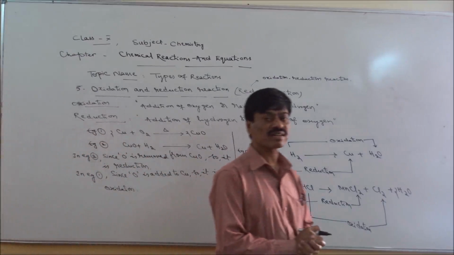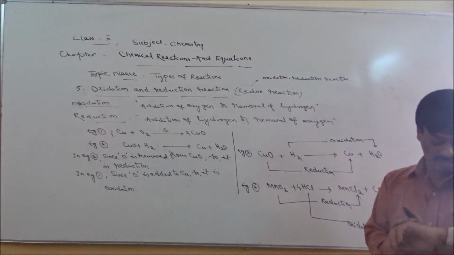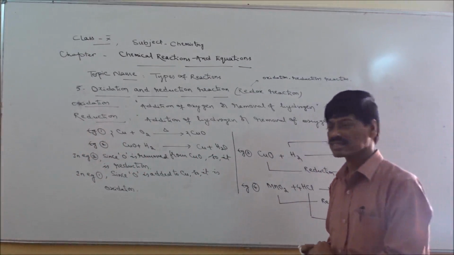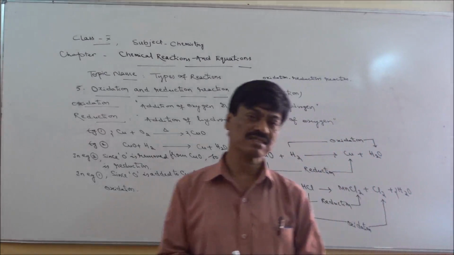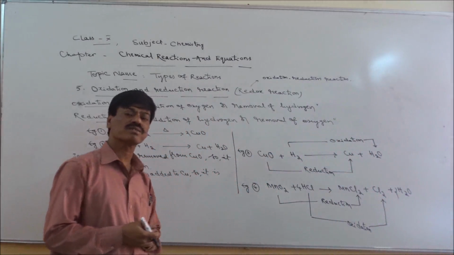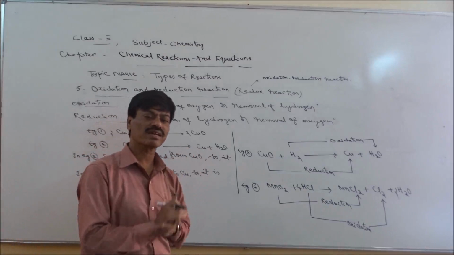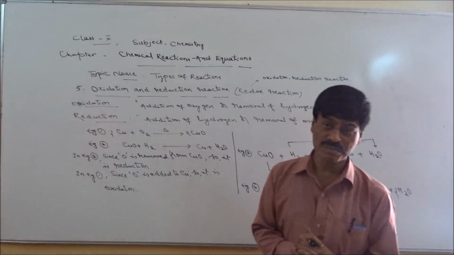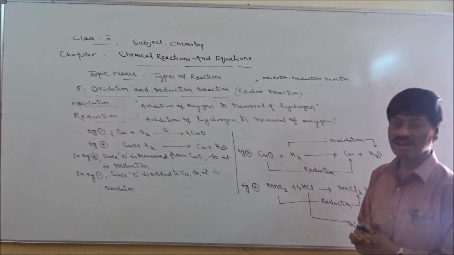Next, precipitation reaction means a reaction wherein a precipitate is the result. That is said to be a precipitation reaction, or a double displacement reaction. You have written 2 examples. In both the examples, you got precipitates, so that can be taken as an example for precipitation reaction. So that's about the different types of reactions.